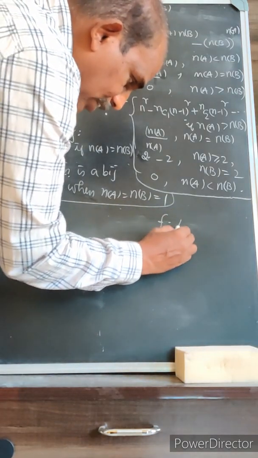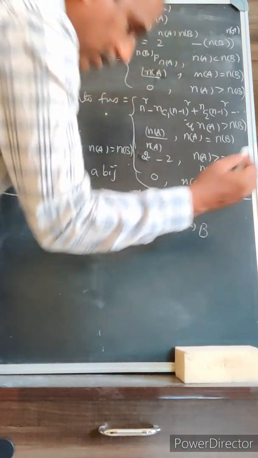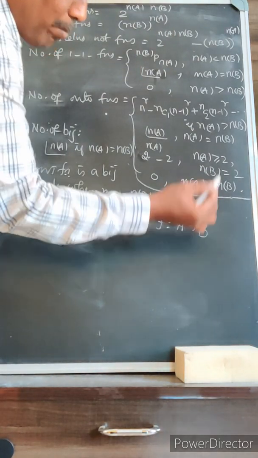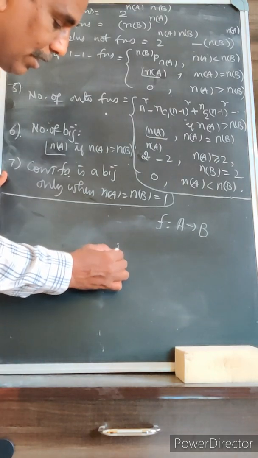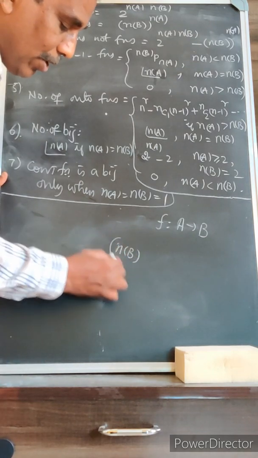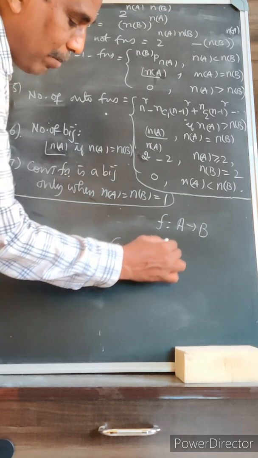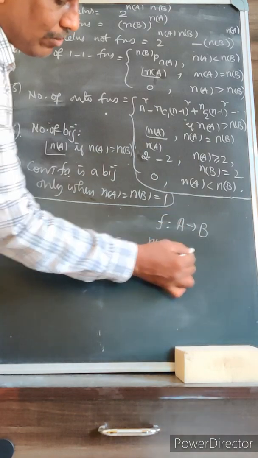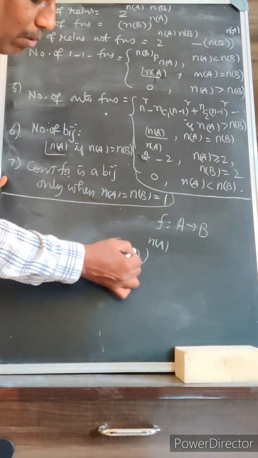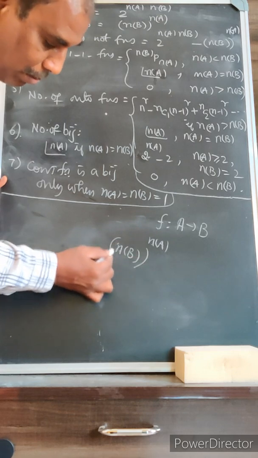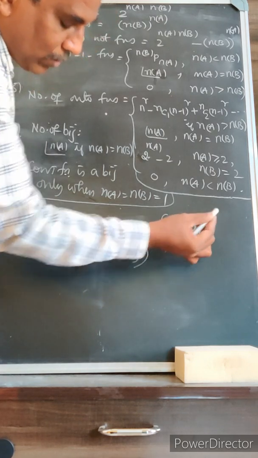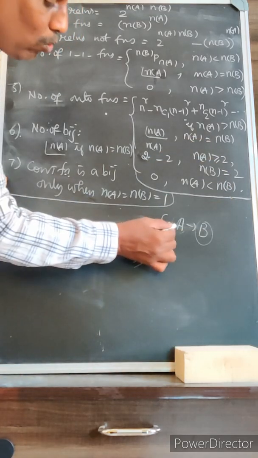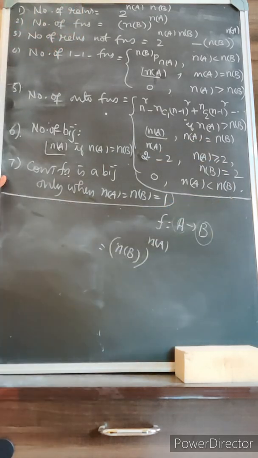If f is a function from set A to set B, then how many functions can exist from A to B? It is the number of elements in B to the power of the number of elements in A. So the total number of functions from set A to set B is n(B) to the power n(A). Remember, number of elements in the codomain to the power of number of elements in the domain. This is the total number of functions from set A to set B.